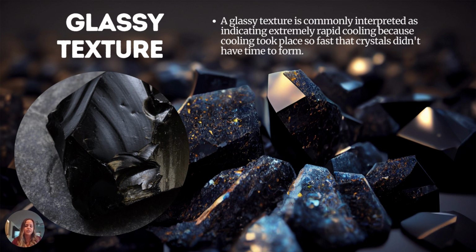This glassy texture happens when the lava is cooling extremely quickly, almost instantaneously, as soon as it hits the atmosphere. And so there's not any time for any kind of crystals to really form, and we get something quite beautiful like this obsidian here. So this is a black volcanic glass that would have come out of a volcano and has a very smooth texture, as you can see.